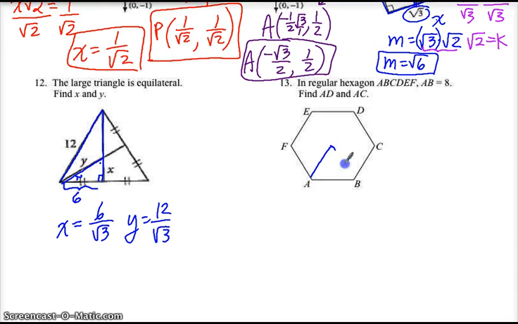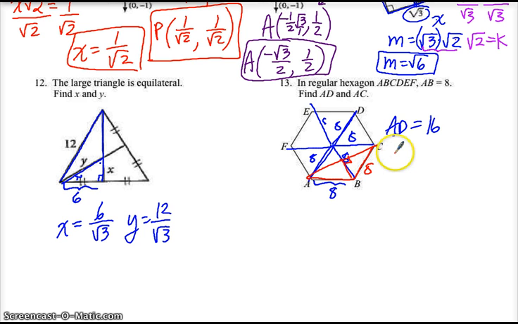Here, a regular hexagon. If you drew all these triangles in here, well, they told you the length of AB is 8, so therefore all these pieces are 8. And so right there you can see that AD is 16. The more difficult one is figuring out AC. AC is going to be an isosceles triangle. If you do the altitude, what happens? Remember this angle, but you should get AC equals 8 root 3.